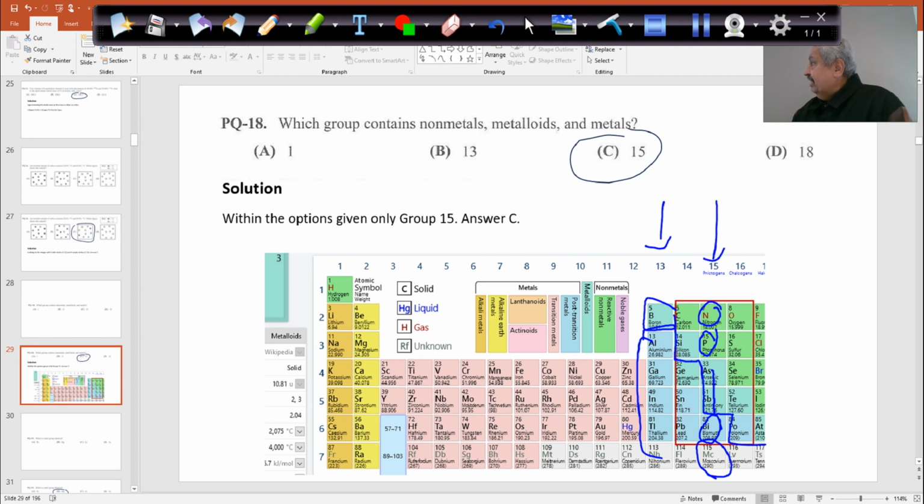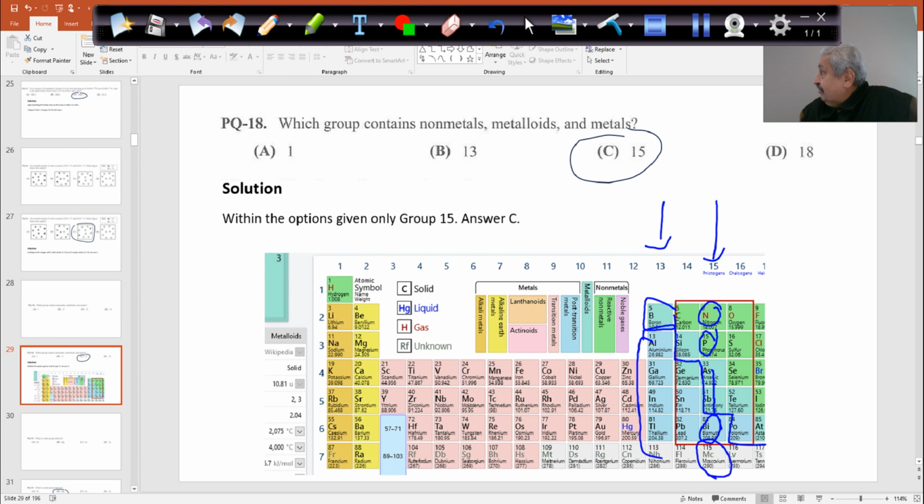13 or 3A has one metalloid, boron, but then all of the rest are metals. All the rest from aluminum all the way down, those are metals. Correct? The 15, that's the one that has both.